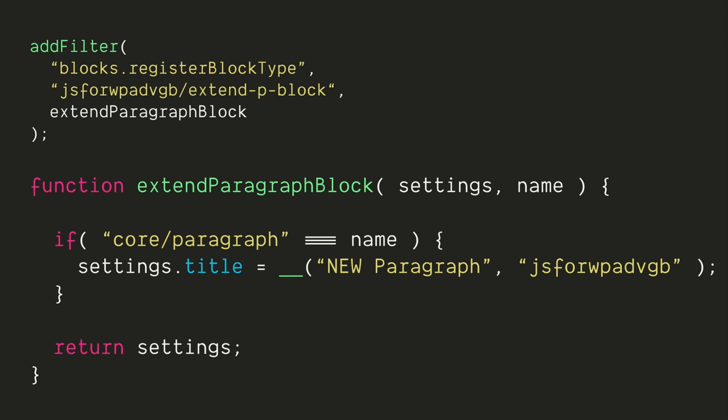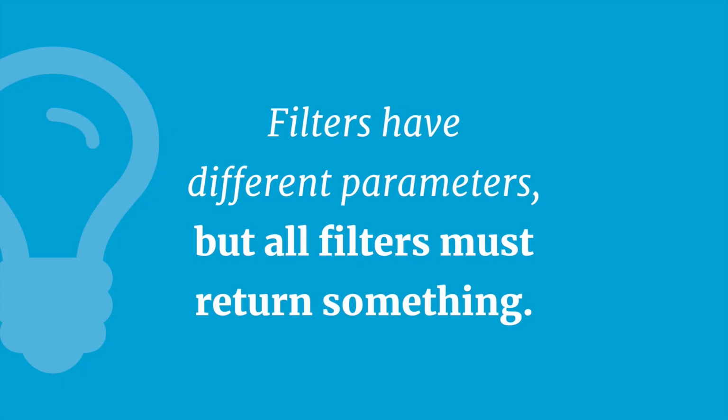However, you can see we only modified the settings for one of the blocks. So as long as this JavaScript is enqueued and it's running after your blocks, or in this case, it's a core block, so it wouldn't matter where this is running, then this is the basic setup of how you would work with the block filters in WordPress. Now, I'll point out again that each filter has its own different parameters. However, all filters must return something.